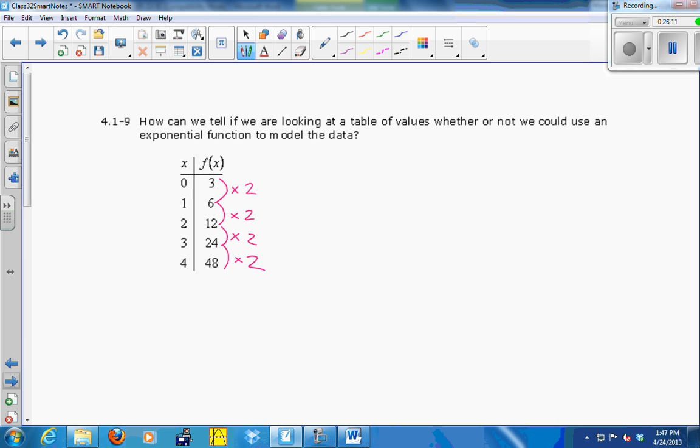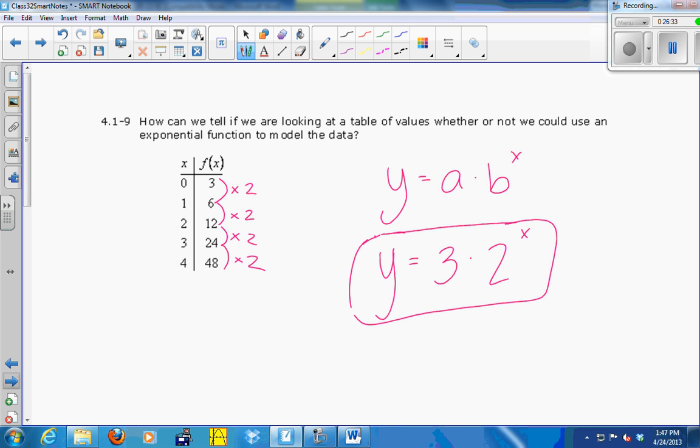So if I wanted to write the equation for this guy, I would write y equals a times b to the x. What's my y-intercept? 3, because when x is 0, y is 3. So you can get y-intercepts from a table as well. B is the constant factor, which in this case is 2. This is actually the exact same problem that we found the formula for 2 problems earlier. It's just that I gave it to you in a graph that time, and this time I gave you a table.